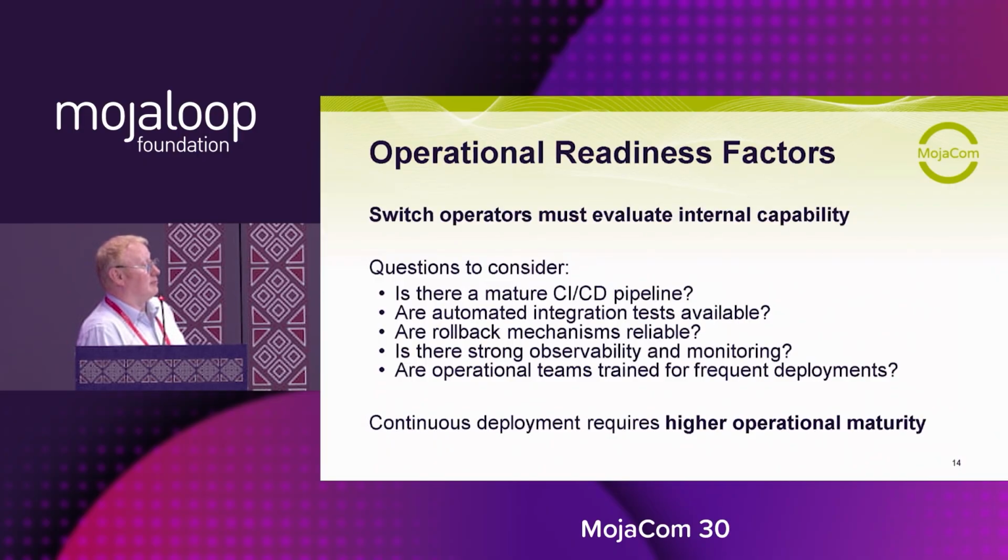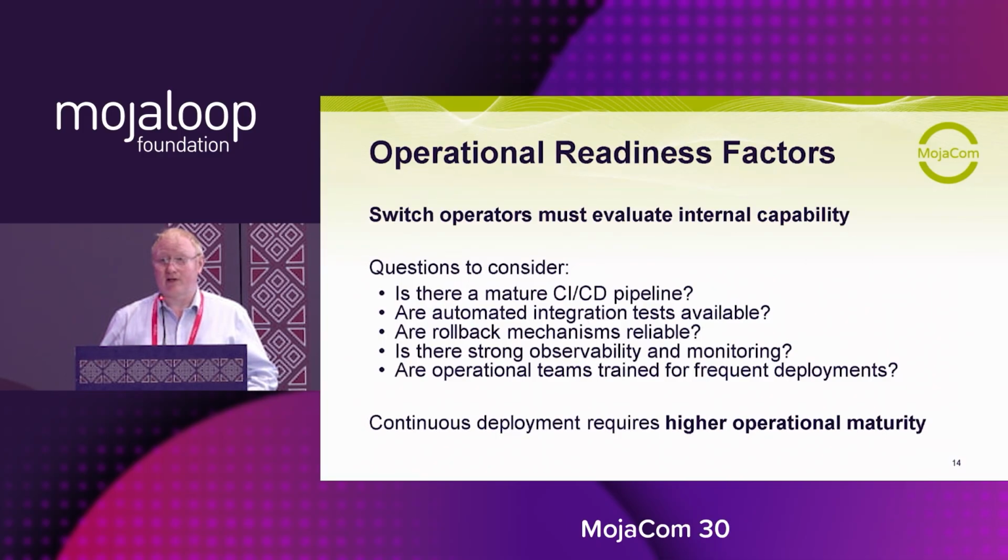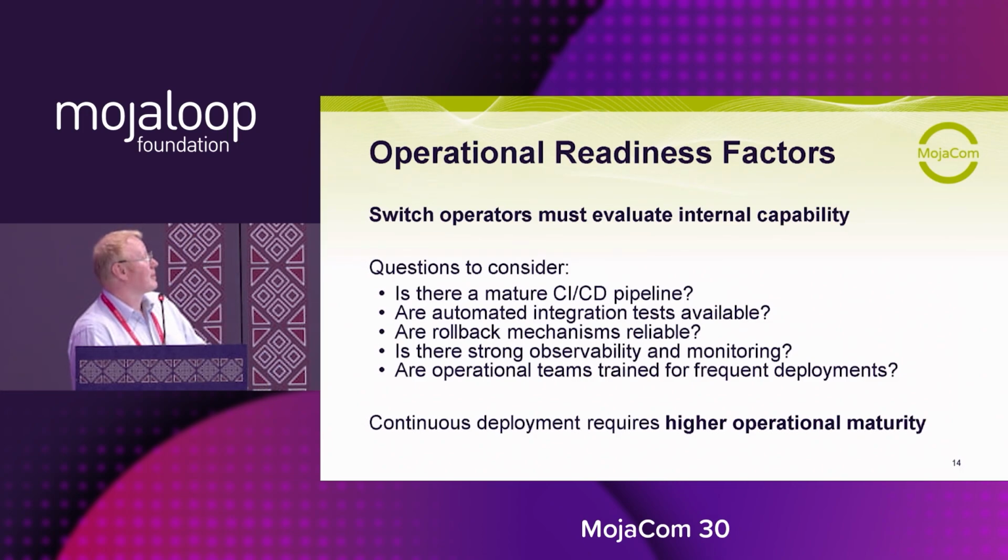You need mature CI/CD, as I've already mentioned. How good is your automated test? How reliable are your rollback mechanisms? Observability and monitoring, as I already mentioned. How well is your ops team trained to cope with these frequent upgrades? These are all things you need to think about. But typically, continuous deployment models require a higher level of operational maturity.